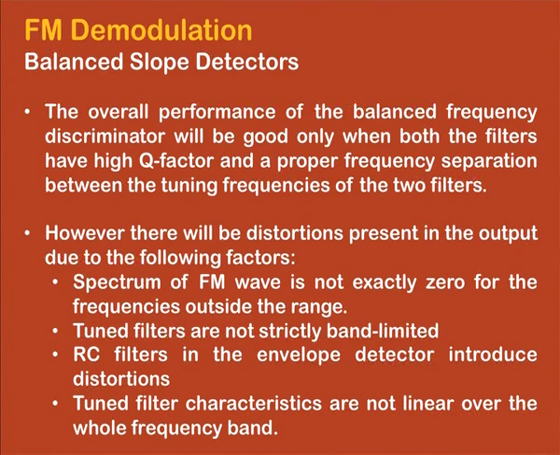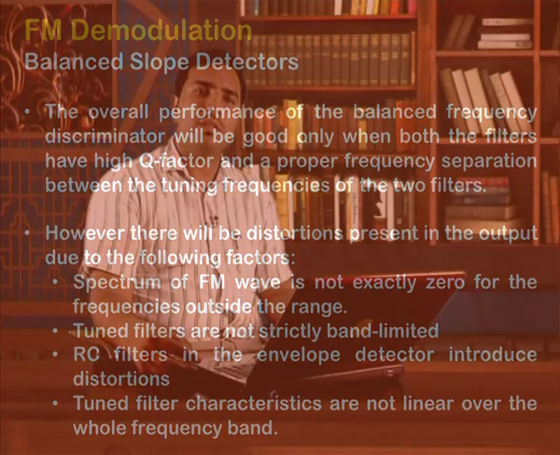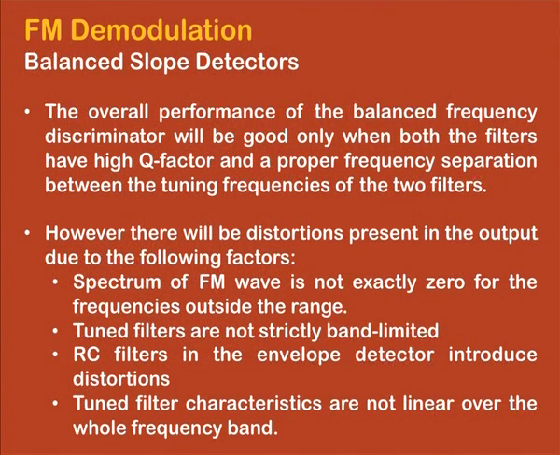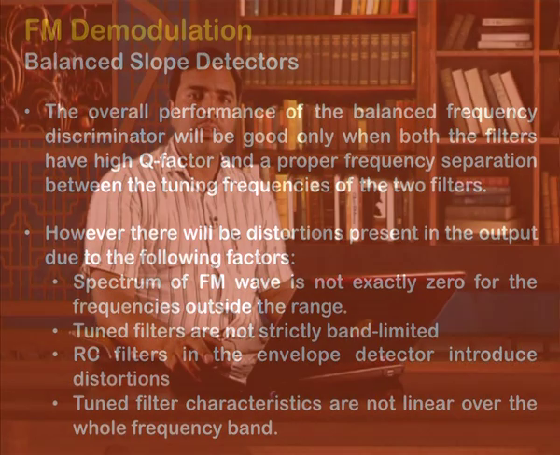One is the diagonal loss, where the RC constant is slower than the modulating signal variations, or the loss which occurs when the RC constant is not properly chosen and it starts following carrier variations. Also, tuned filter characteristics are not linear over the whole frequency band here. So again this is a limitation. It is better than the slope detector, but again it has a limited range over which the frequency response is linear.